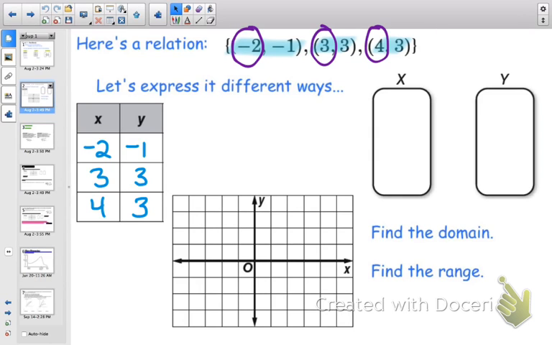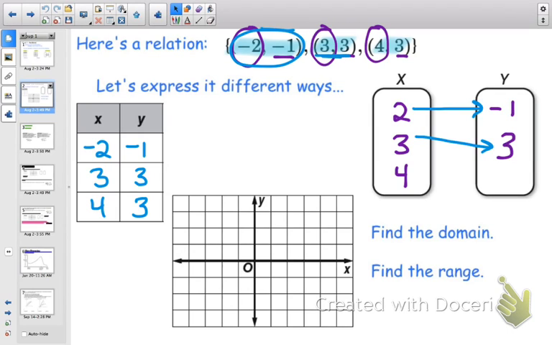If we move over to the mapping, we're going to start by listing the x values, so -2, 3, and 4. And then in the y area, list the y values, so -1, 3, and 3. However, we only need to write 3 one time, so I'm going to erase it. Then we're going to draw arrows, so -2 matches with -1, so I'm going to draw an arrow. 3 matches with 3, and 4 also matches with 3, so 3 and 4 both go to 3. Again, we don't repeat values for mappings.